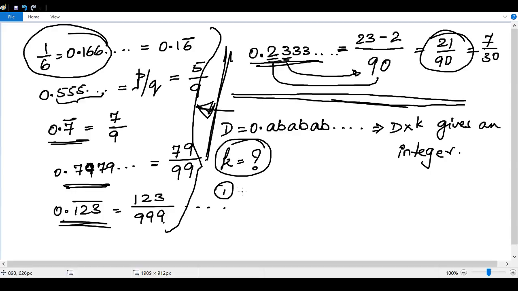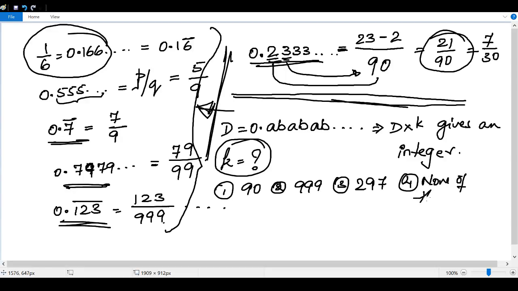Your answer options are, please listen to the answer options before you type the answer. The answer options are 90, 999, 297, none of these. So a quick 1 minute, guys. What do you think your answer is going to be? Out of these 4 options, don't give me any other answer apart from these 4 options.